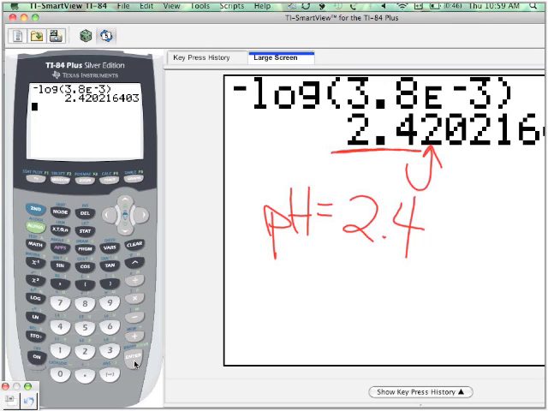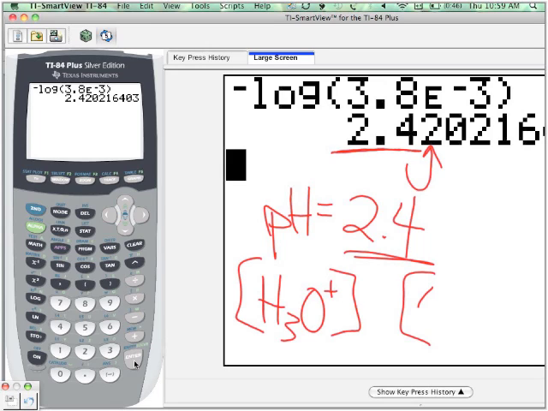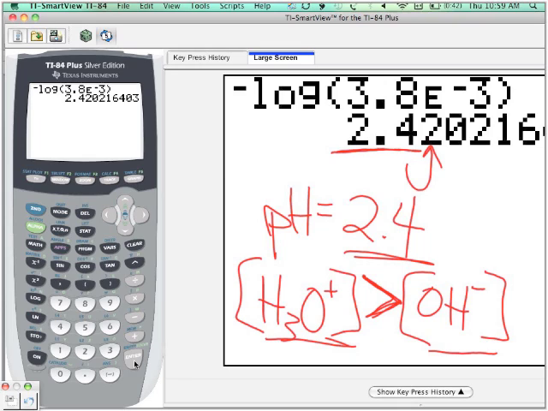So what kind of a solution do we have? It's an acidic solution. We know from this pH level that we have our hydronium concentration and our hydroxide concentration. Is the concentration going to be equal, less than, or greater than? Greater than. So the concentration of the hydronium ion is going to be greater than the hydroxide ion.